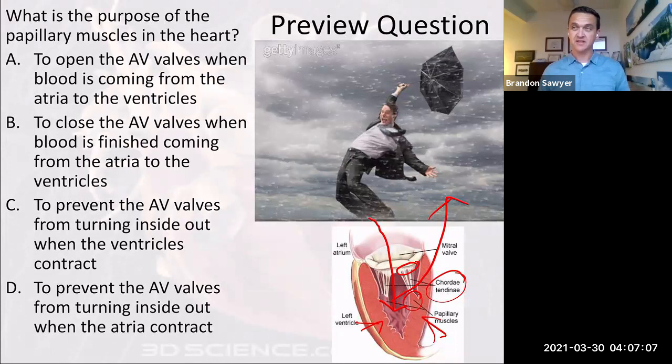Have you ever been in a rainstorm like this, when it gets really windy and your umbrella just flips completely backwards, right? That's kind of what would happen to these valves if you didn't have the papillary muscles and chordae tendineae. Because when the ventricles contract, like we said, that squeezes blood up, right? And if you didn't have those chordae tendineae and those papillary muscles to pull down, that's what keeps this valve from flipping inside out, right? If those weren't there to hold that down while the blood is pushing up against it, that valve would flip inside out, just like the umbrella, okay? So C is our correct answer there.